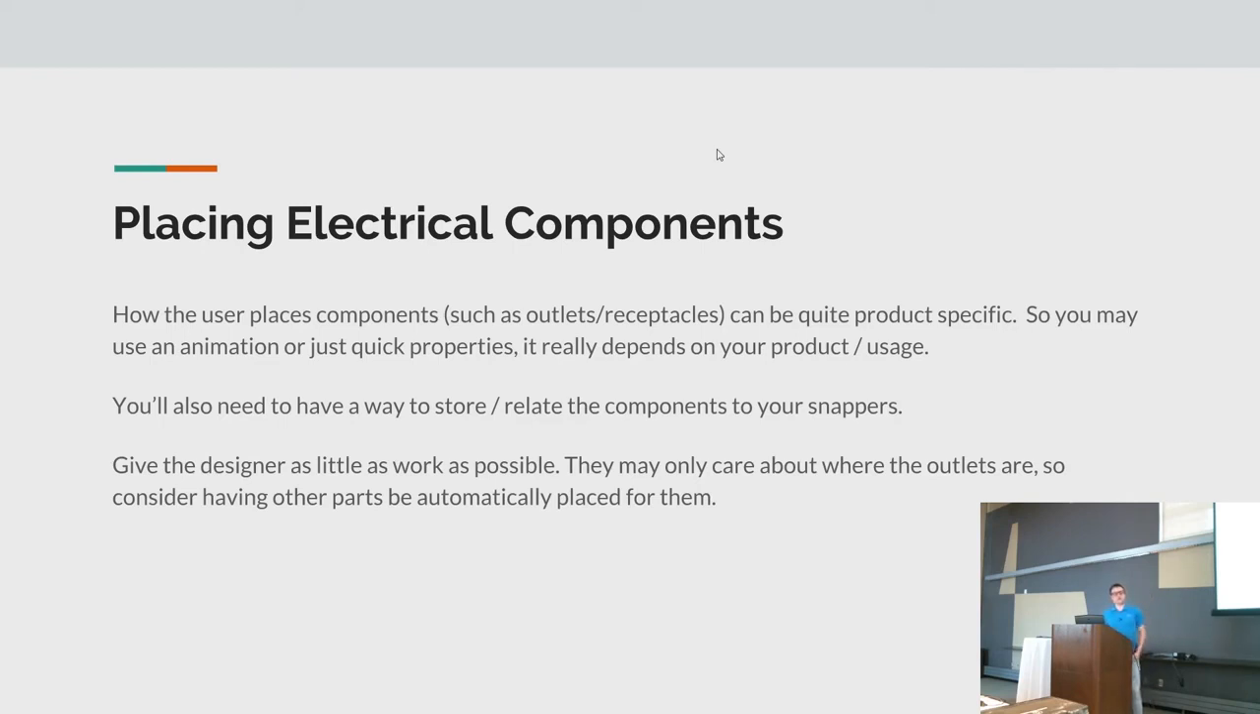If you've got something where there are a lot of configurations they can do, you probably want to use an animation to place those so the user can place them where they want. If there's a single place it can go, maybe it would make more sense to just have a quick property to turn an electrical outlet on or off, things like that.